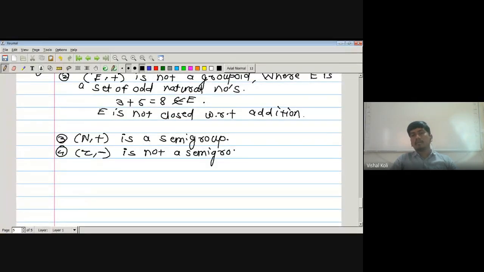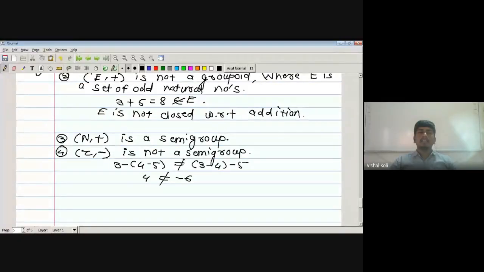Since Z with binary operation subtraction holds the closure property, but it does not hold the associative property, since (3 minus 4) minus 5 is not equal to 3 minus (4 minus 5). Since 4 minus 5 will be minus 1, 3 minus of minus 1 is 4, so the associative property fails. Hence, Z with respect to binary operation subtraction is not a semigroup.